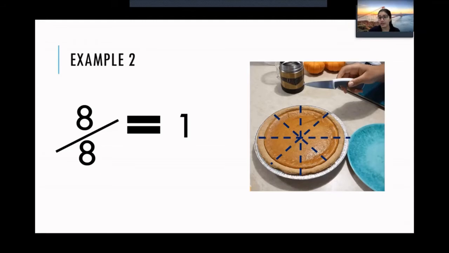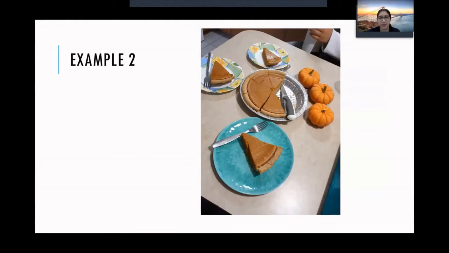So currently no one has taken any pieces from the pie. So 8 out of the 8 pieces still remain. So the whole pie, the one pie, still remains. We've cut the pie into 8 pieces, and we've taken 3 of the pieces out. If I were to ask you, what fraction of the pie have we eaten? You would say 3/8.